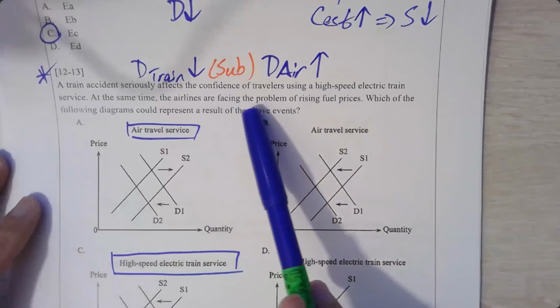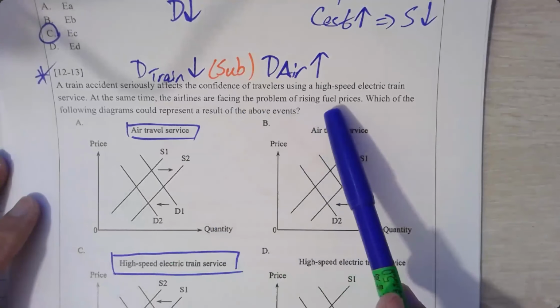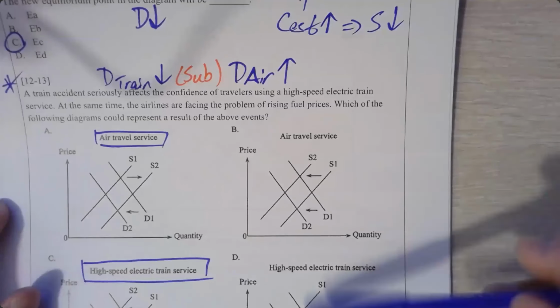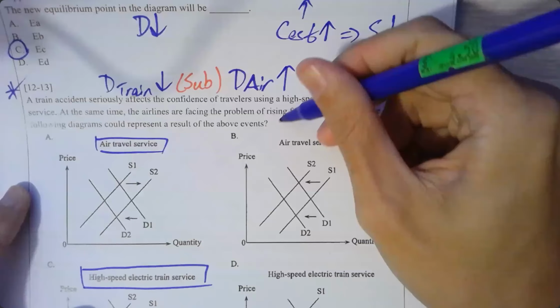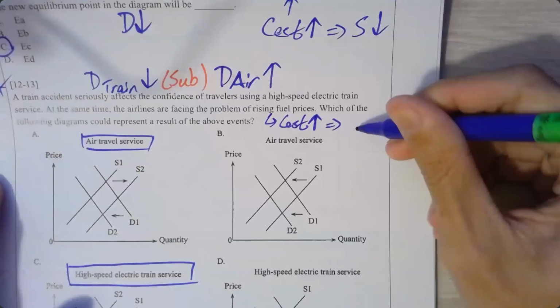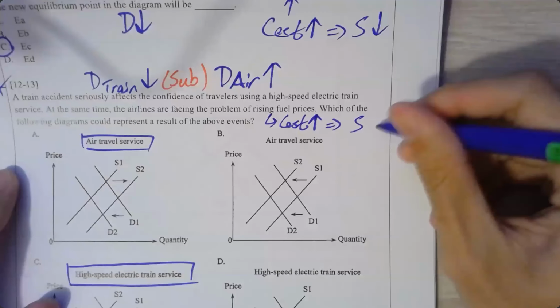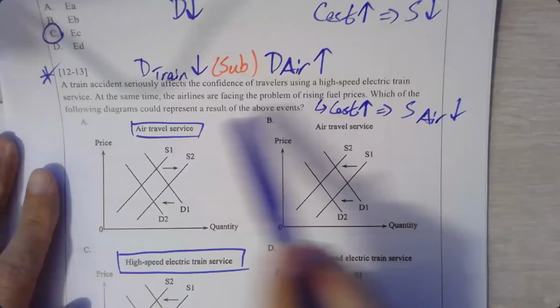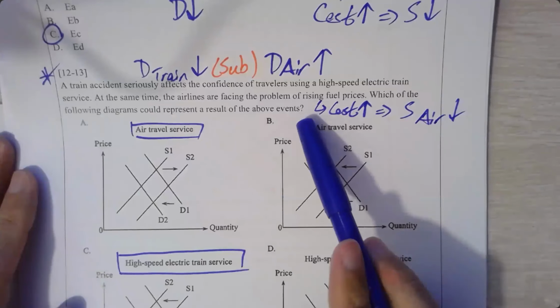At the same time, the airlines are facing the problems of rising fuel prices。OK，即係咩意思啊？好啦，油啊嘛，油即係咩嚟㗎？The cost increase。Therefore, supply of air travel would decrease, right? So which of the following would represent a result of the above events?